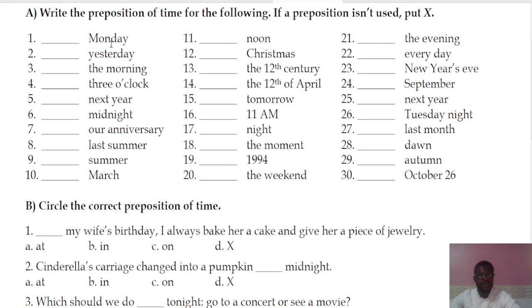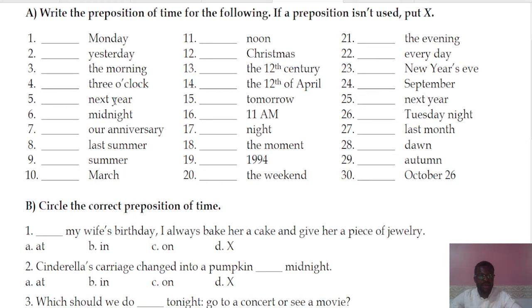But number 1, we've got Monday, the days of the week. We've got Sunday, Monday, Tuesday, Wednesday, Thursday, and Friday. So for the days of the week, we use what? On. So I can say on Monday, or on Tuesday, and all that. So number 3, we've got the morning, in the morning. So for morning, we use what? In the morning, in the afternoon, in the evening. So number 4, we've got 3 o'clock. When we talk about time, we use what? At 3 o'clock, at 11 a.m., at 5 o'clock.